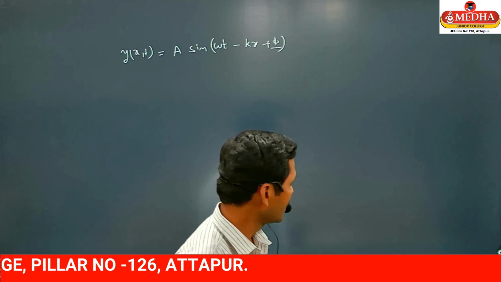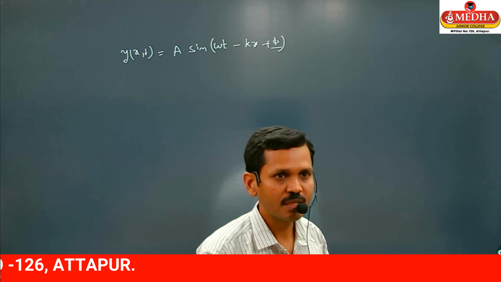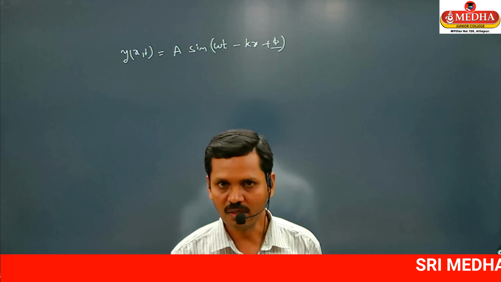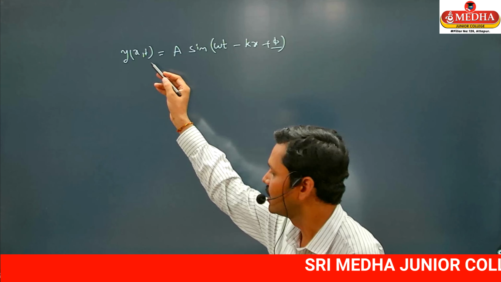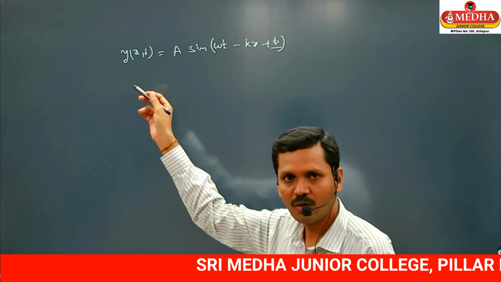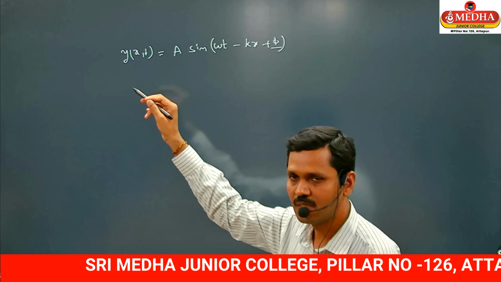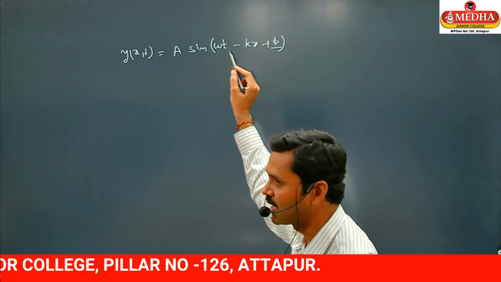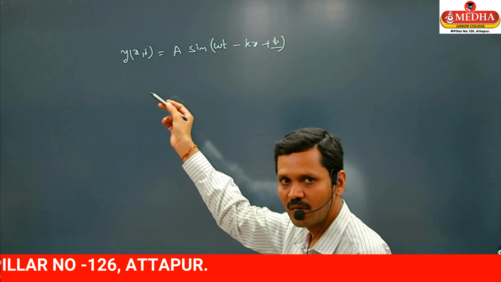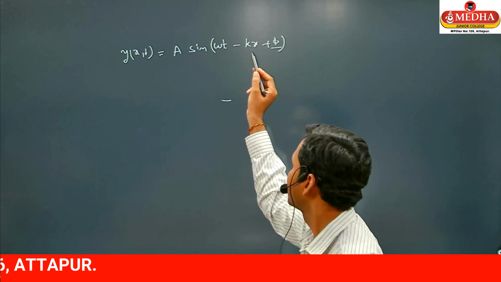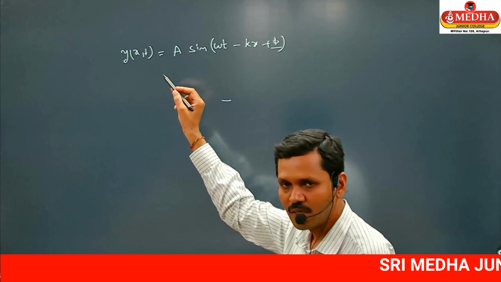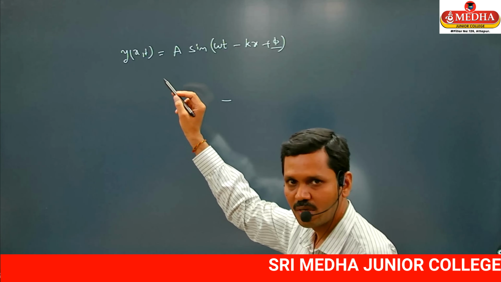See this equation here, y represents the displacement of the particle along the y direction, and x here represents the direction in which the wave is moving, along negative x or positive x. Suppose the wave is moving along positive x, then we get the minus sign here. If the wave is moving along negative x direction, we get the positive sign here. Like that we can remember this equation, and t means that particular instant of time t.